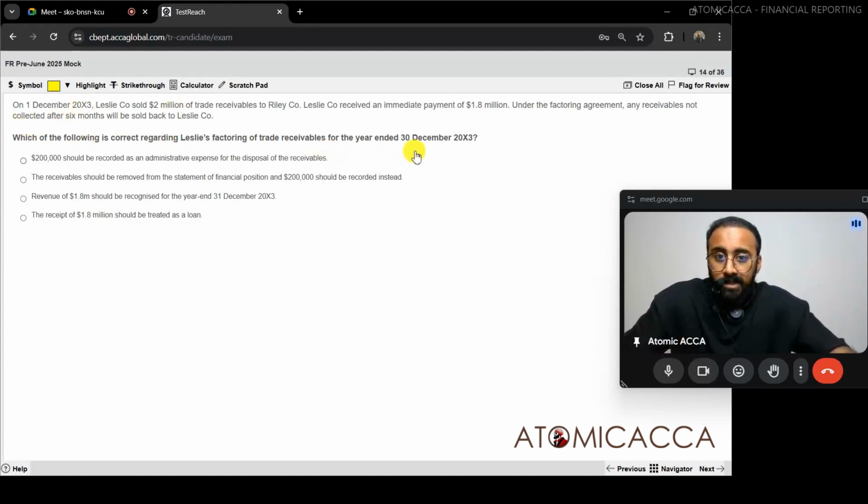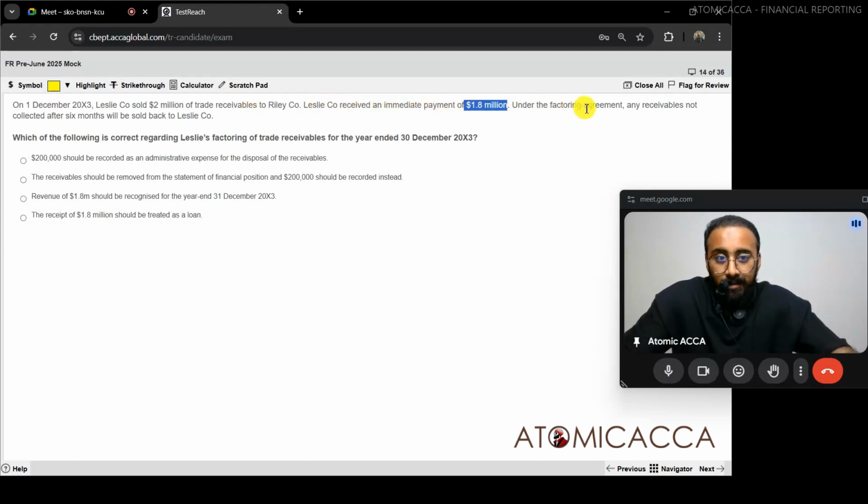On 1st December X3, one month before the year end, Leslie company sold 2 million of their trade receivables to a Riley company. So this is the factor, basically. They are doing the factoring service, and 2 million was receivable. The company received an immediate payment of 1.8 million.